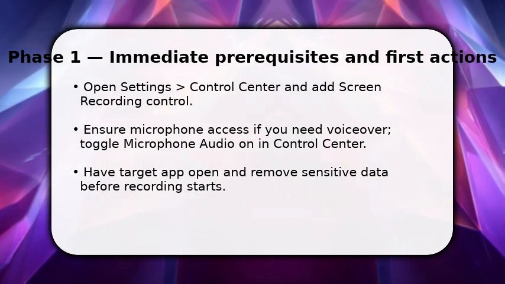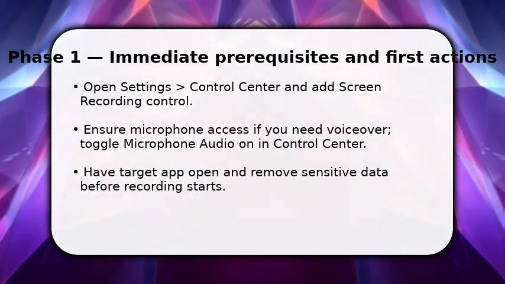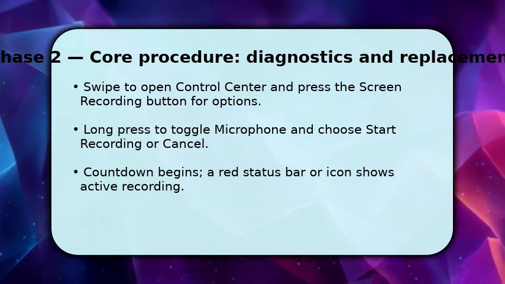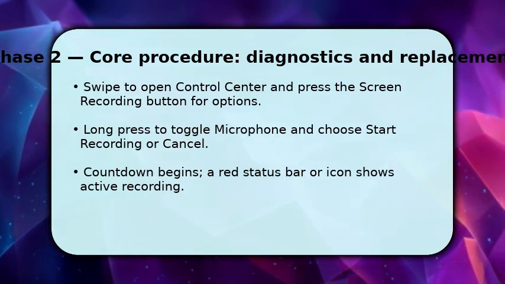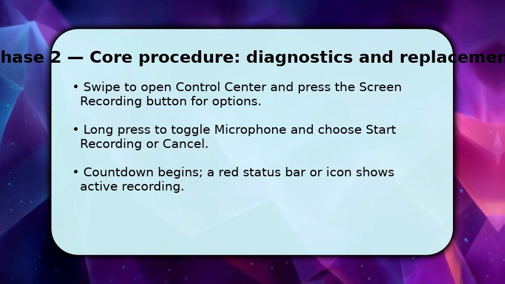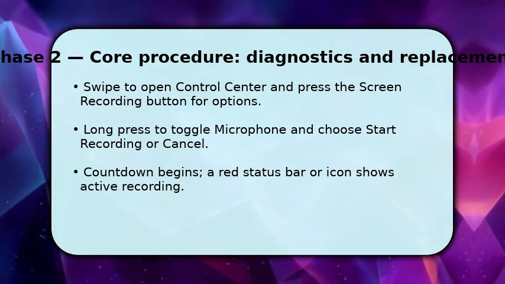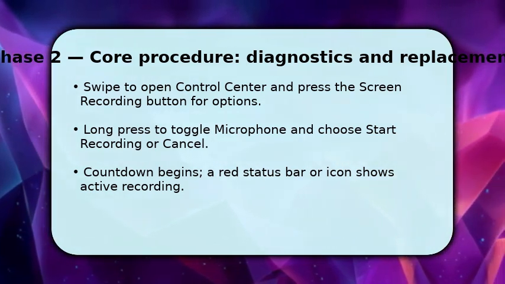Now you'll start recording and confirm settings. Swipe to open Control Center and tap or long press the screen recording icon to reveal microphone audio and other options. This is where you control sound. Choose Start Recording and the countdown begins.